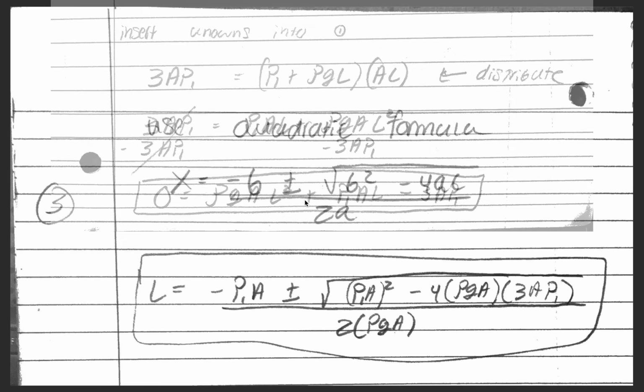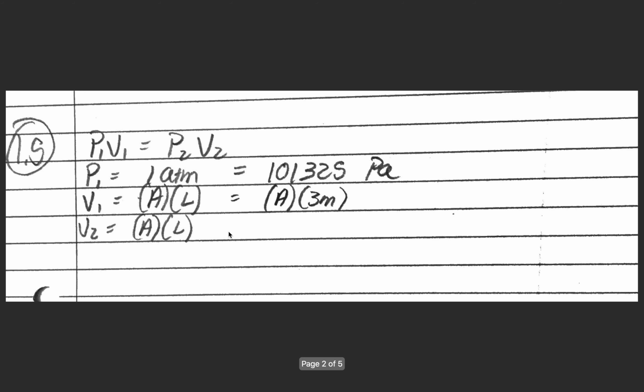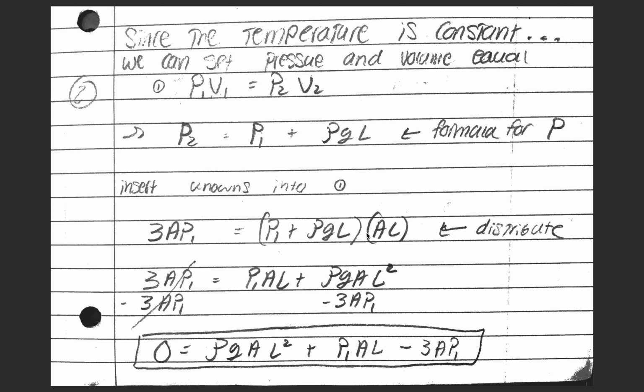And then we insert our knowns into the equation. This is P1 over here, and our knowns are back here. We're just going to put these values into that equation, and it's going to look like this. We're going to distribute the A L over to here, and then we get this. Subtract the 3A P1 from both sides, and we get this.